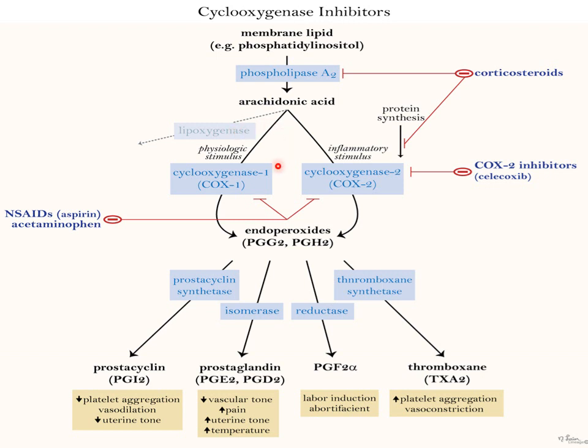Lipooxygenase pathway, and the other is the cyclooxygenase pathway. So no need to worry about the lipooxygenase pathway. It is not useful in the mechanism of NSAIDs. So just focus on the cyclooxygenase pathway. What is the cyclooxygenase pathway? Arachidonic acid is converted into prostaglandins. Just remember prostaglandins.